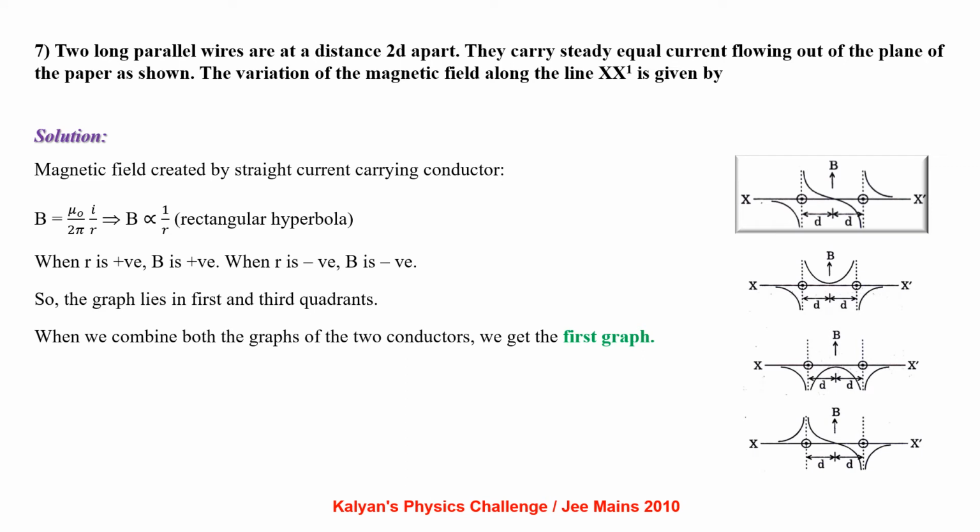Two long parallel wires are at a distance 2d apart. They carry steady equal currents flowing out of the plane of the paper as shown. The variation of magnetic field along the line x dash is given by? The magnetic field created by a straight current carrying conductor is given by B equal to mu naught by 2 pi I by r. From there we can see B is inversely proportional to r, the distance. When two variables are inversely related to each other, the graph is going to be a rectangular hyperbola. The graph should be a combination of two rectangular hyperbolas because of the two conductors carrying current in the same direction.